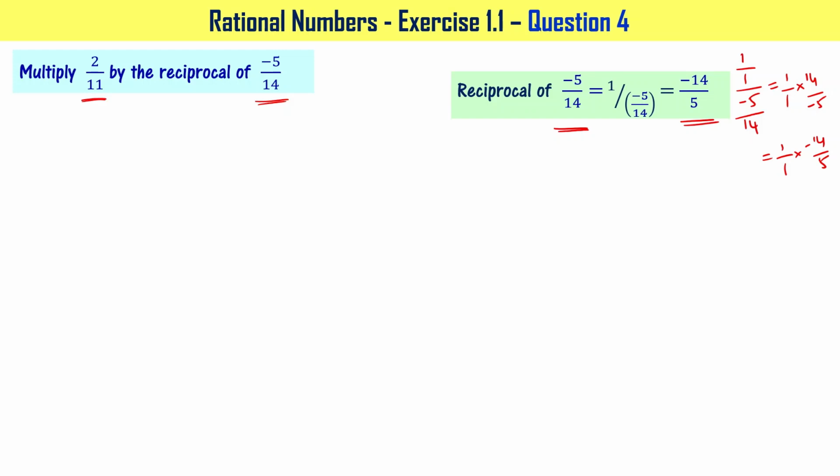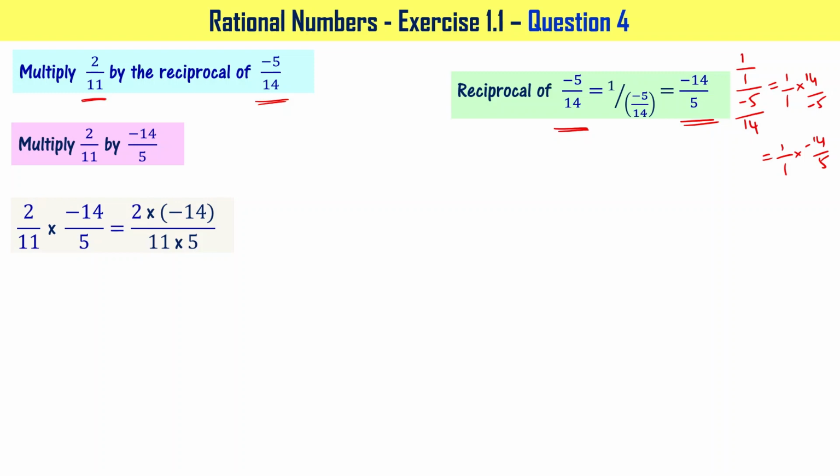Got it? It means we have to multiply 2 by 11 by minus 14 by 5. Let's do that. 2 by 11 times minus 14 by 5 can be written as 2 times minus 14 divided by 11 times 5, right? We have multiplied both denominators and written it as denominator and multiplied numerators to get the numerator, right? 2 times minus 14 is minus 28 and 11 times 5 is 55. So the answer is minus 28 by 55, right?